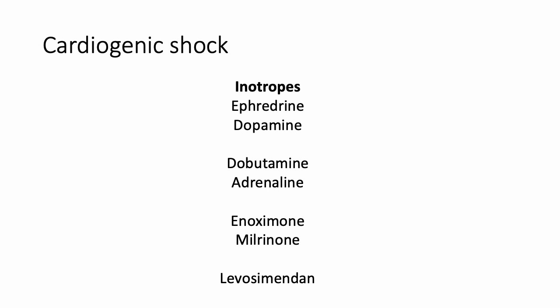Cardiogenic shock, we're going to use inotropes. Historically, dopamine was used quite a lot, which we don't really use anymore. Ephedrine can be given peripherally. It does have some inotropic effect, but is fairly weak. Other things we can use are drugs like dobutamine and adrenaline, phosphodiesterase inhibitors like enoximone and milrinone, and then levosimendan, which is this kind of magical drug that claims to sensitize the myocardium to calcium without increasing myocardial oxygen consumption.